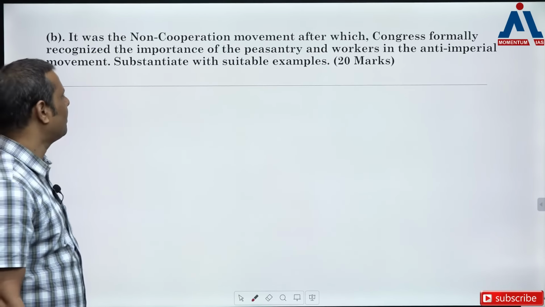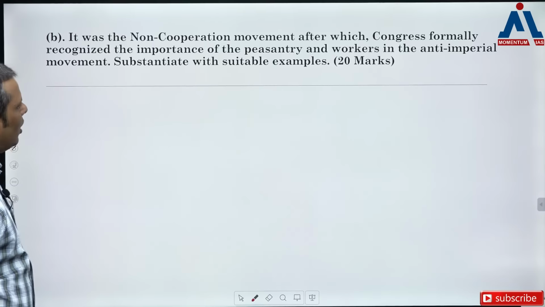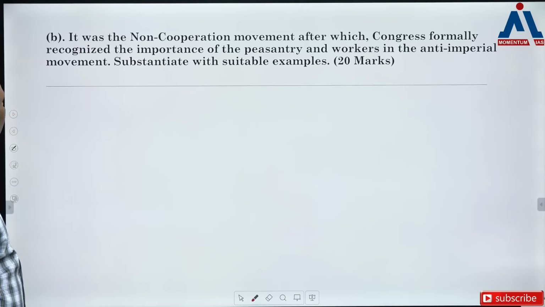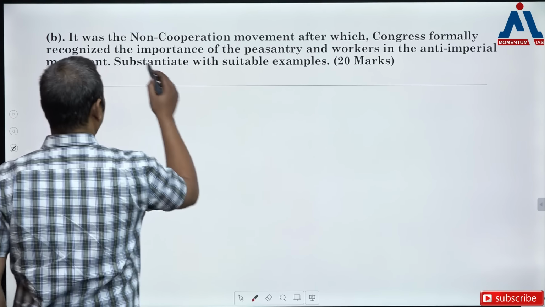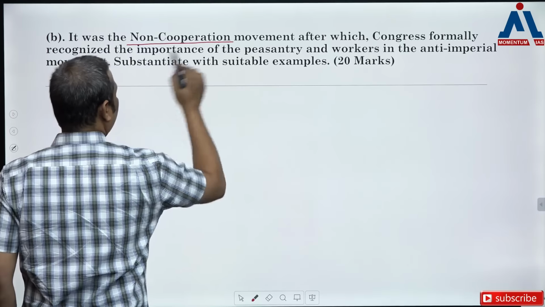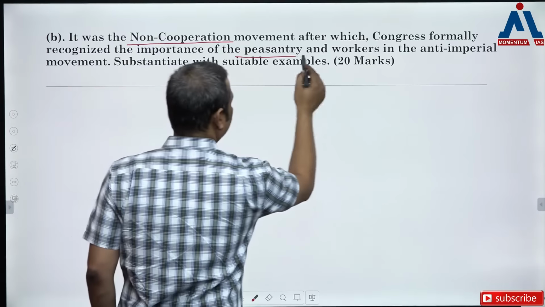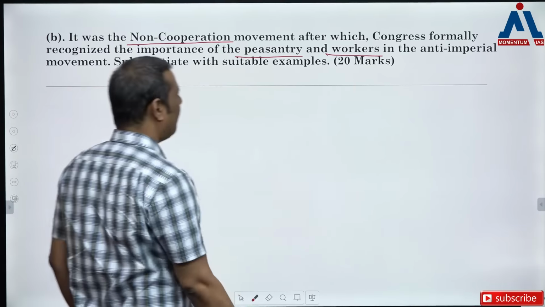Okay, next. It was the non-cooperation movement after which Congress formally recognized the importance of peasantry and workers in the anti-imperial movement. Now this question is again, you have to write the answer in a very smart way. Peasantry and workers movement. Okay.